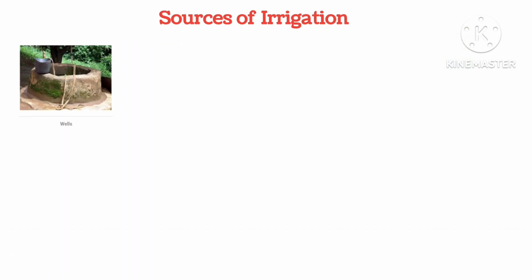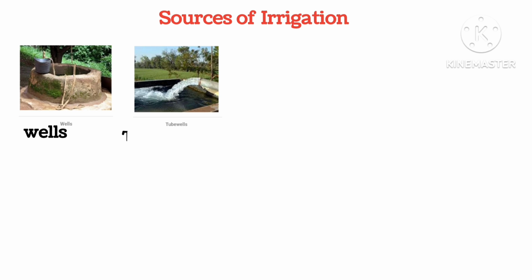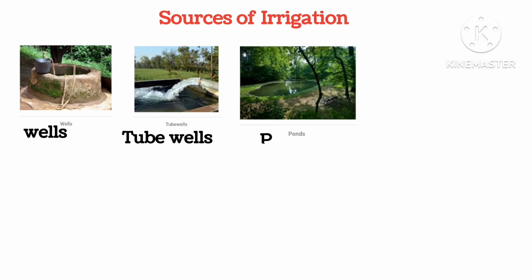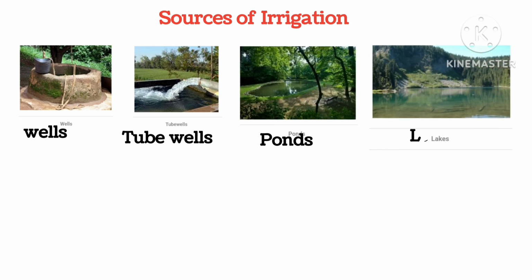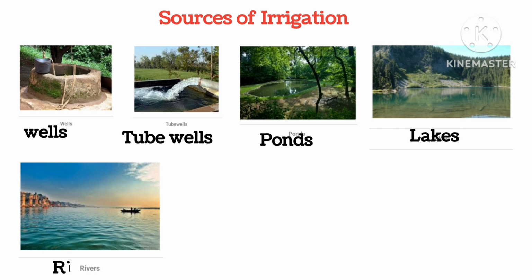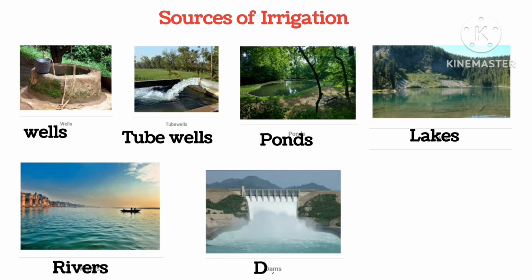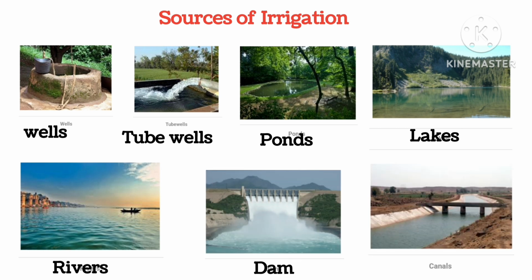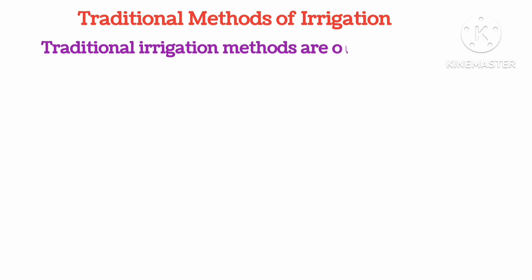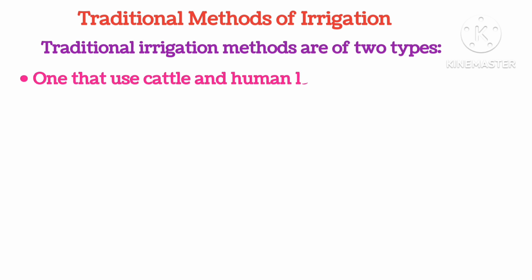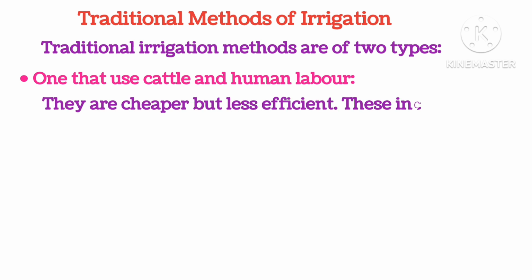Sources of irrigation. The main sources are wells, tube wells, ponds, lakes, rivers, dams, and canals. Traditional methods of irrigation. Traditional irrigation methods are of two types. One that uses cattle and human labor. They are cheaper but less efficient.